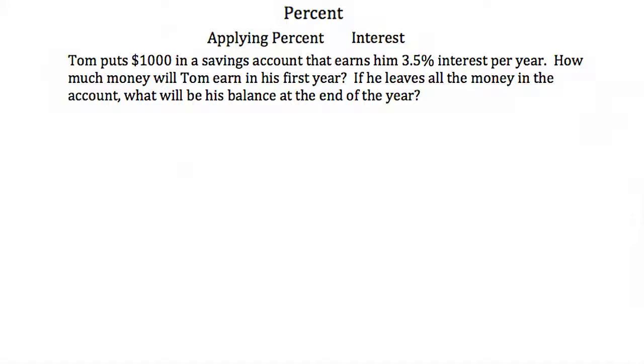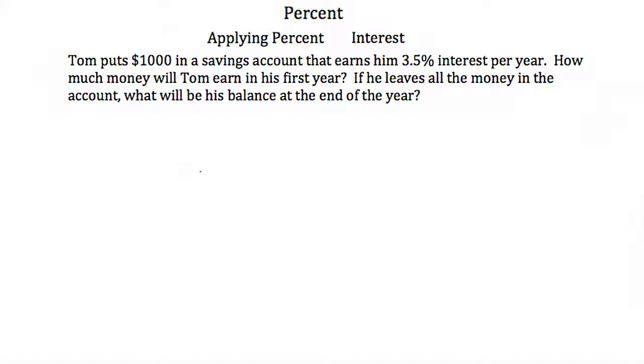Our last example involves interest rates. Here, Tom puts $1,000 in a savings account that earns him 3.5% interest per year. How much money will Tom earn in his first year? And if he leaves all the money in his account, what will his balance be at the end of the year?